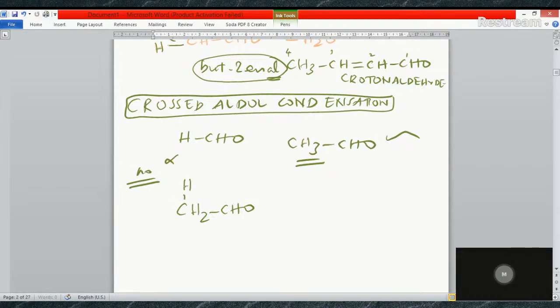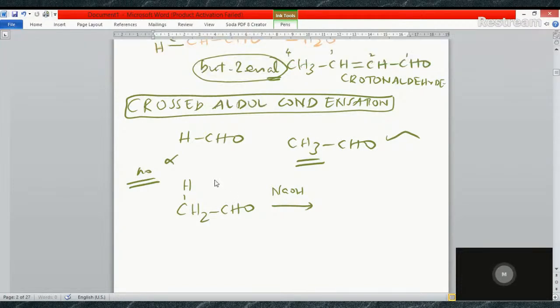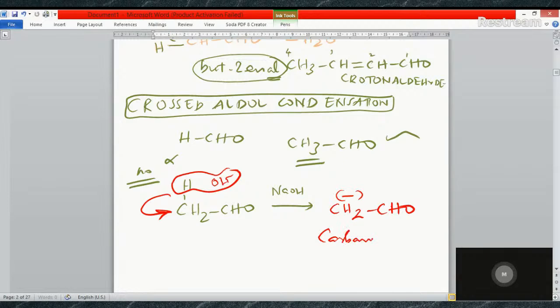Conveniently, one of the hydrogens is taken outside. The reagent in the aldol condensation is sodium hydroxide. The OH minus, which is provided by the sodium hydroxide, can take up this hydrogen to form H2O. So the bonded electrons are taken by this carbon, and we will be having CH2CHO, which carries minus. So this is the ion called the carbanion.